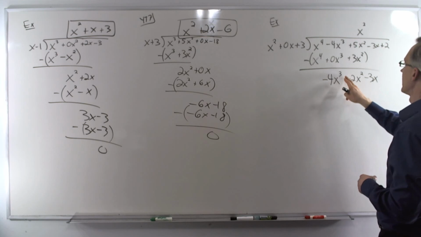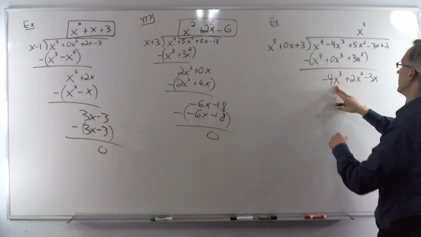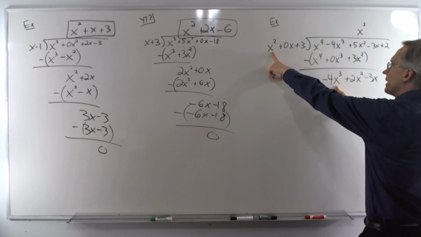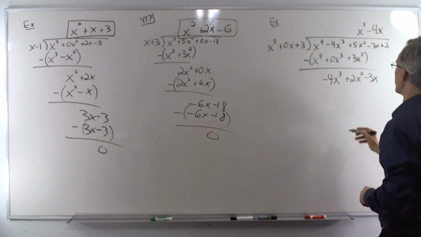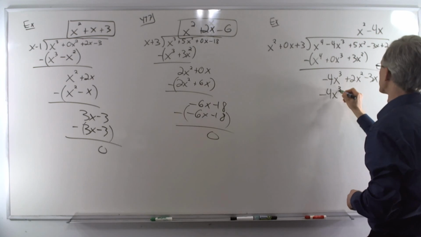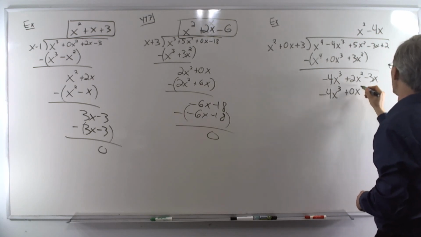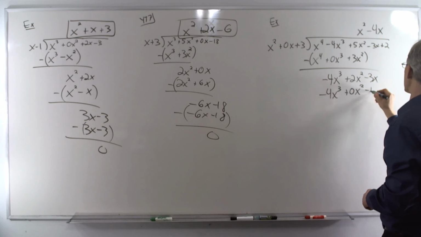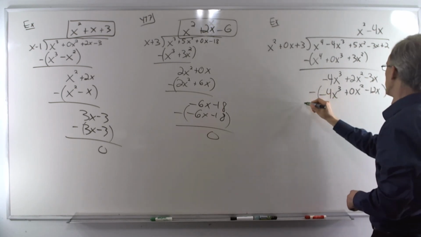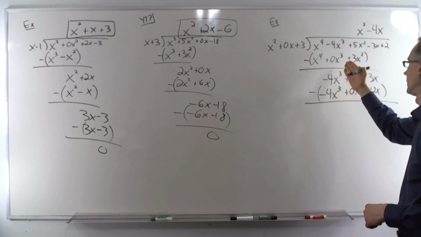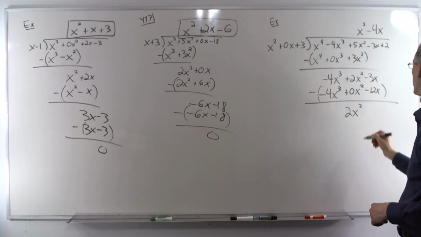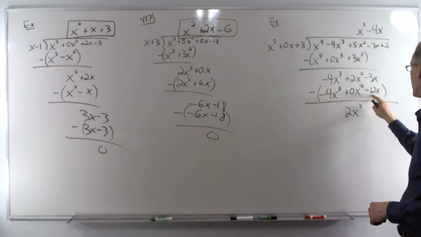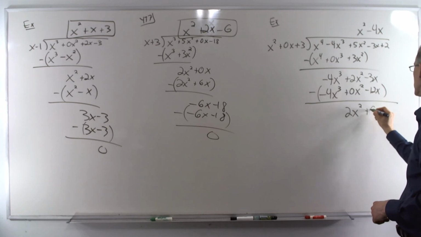So next up we need to match negative 4x to the third. So if we divide this by x squared, that gives us negative 4x. So that's what we want to multiply by. Negative 4x. Alright, distributing. Negative 4x to the third plus 0x squared minus 12x. Alright, those match, those go away. 2 minus 0, that's 2x squared. And negative 3 minus negative 12 is negative 3 plus 12, so that is 9x.